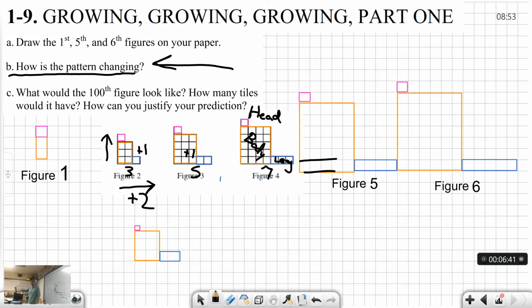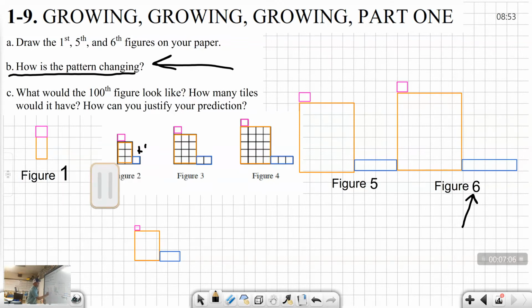Okay? But how do we predict this? We have to relate it to how it's growing. And when we relate it to the figure number, it helps us figure something out. So what I want you to do with your neighbors is look at how big each figure is compared to the figure number.